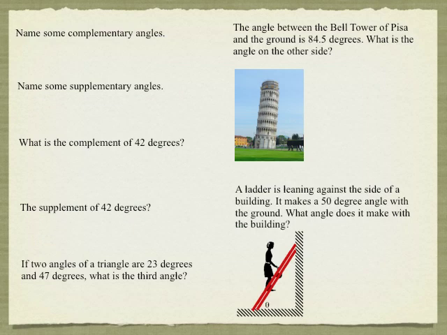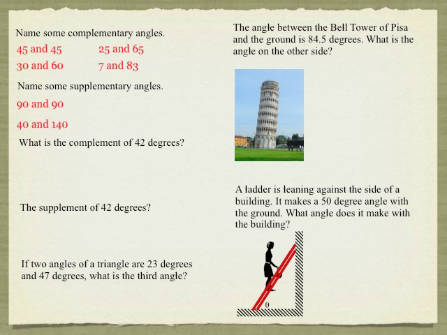So name some complementary angles. Remember, complementary angles make a corner, so they have to add to 90 degrees. Well, 45 and 45, those add to 90. 30 and 60, 25 and 65, anything that you can think of. Any two numbers that add to 90, those would be complementary angles. Supplementary angles. Well, obviously 90 and 90 would make 180. 40 and 140, 60 and 120, just any two angles that add to 180 degrees.